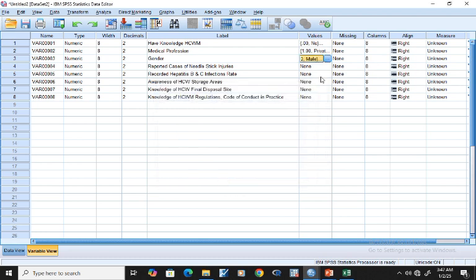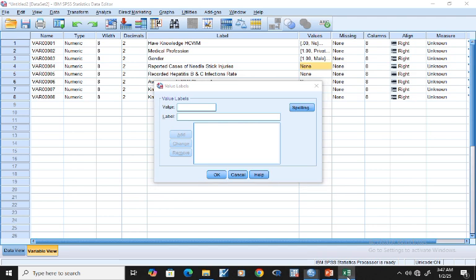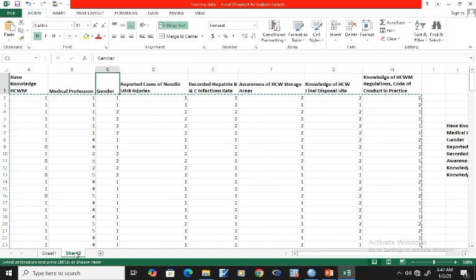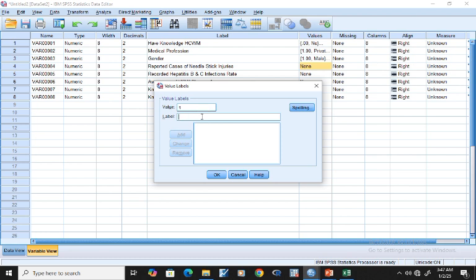Okay, and we'll move to reported cases of needle injury. So what are the values there? What are the codes we have there? Reported cases of injuries. So we have a yes or no category. We have 2. So let's look at it. We have reported cases of, so that means 1 is yes, 2 is no. 1 is yes, 2 is no. 1, yes, I have. 2 implies no.